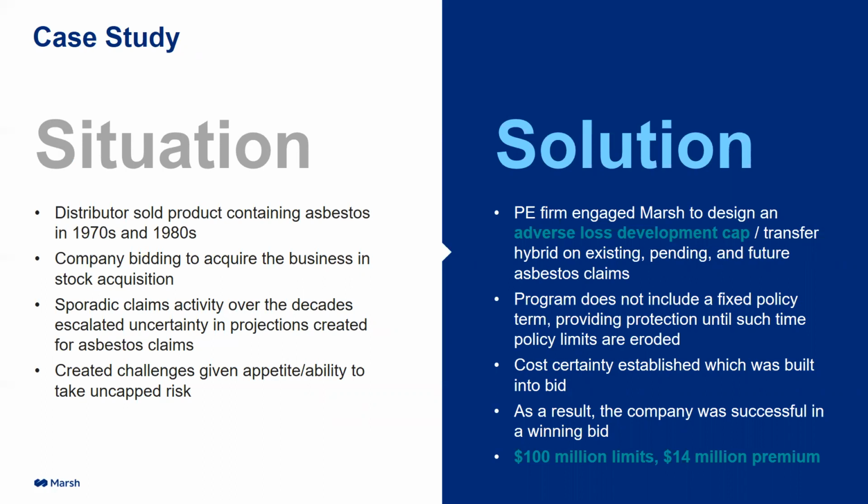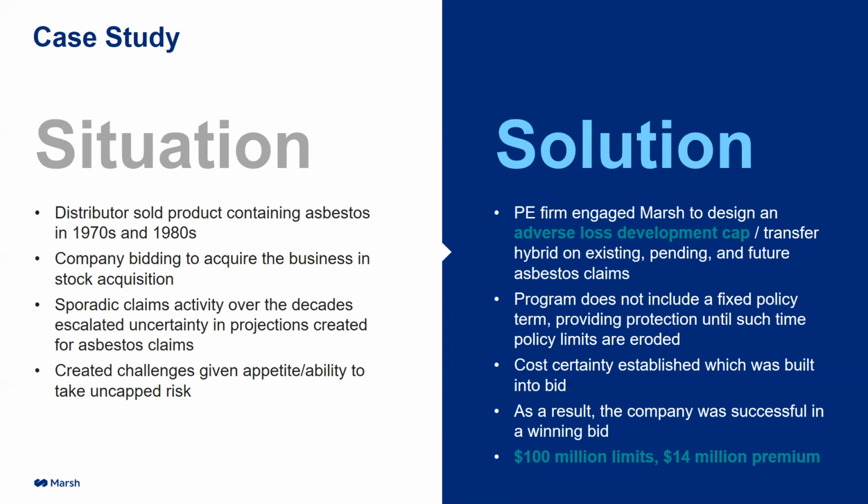And so in this situation, we were working with a private equity firm who was in due diligence to acquire this distributor. And asbestos was really a big sticking point as to whether they could get comfortable to make a bid and go forward. The risk committee really was not comfortable taking an uncapped asbestos risk onto the firm. And so, what happened is they came to Marsh and we helped them understand and put together a solution for the asbestos on this target company.